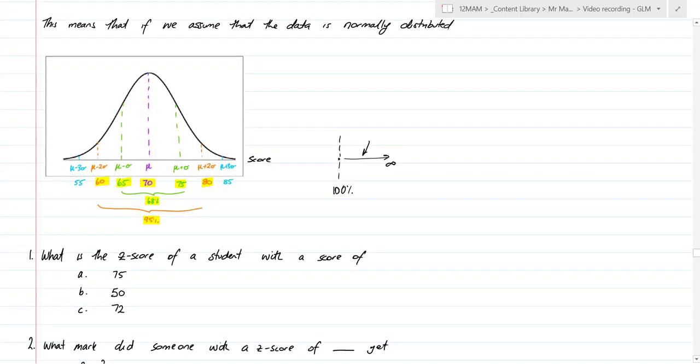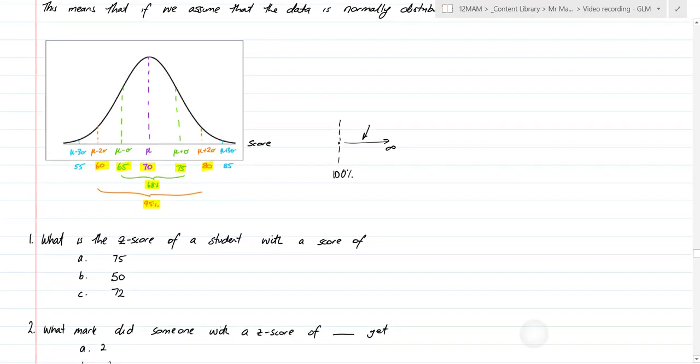So here's some questions. What is the Z-score of a student with a score of 75, 50, and 72? So recall, of course, that Z is equal to X minus the mean over the standard deviation. And so for the first one, Z of A is equal to 75 minus 70 over 5. And that's, of course, equal to 1.